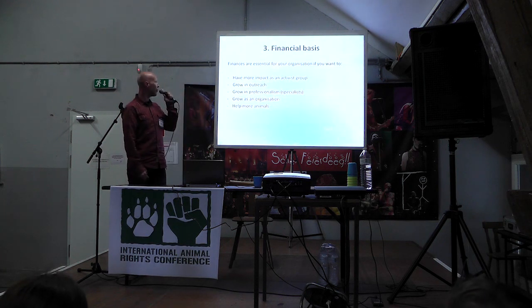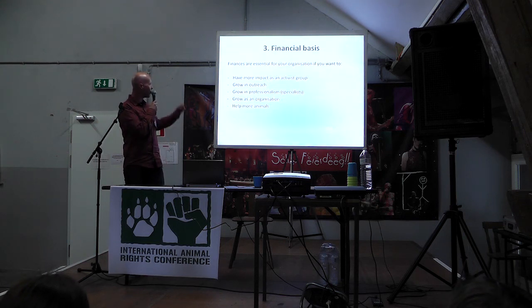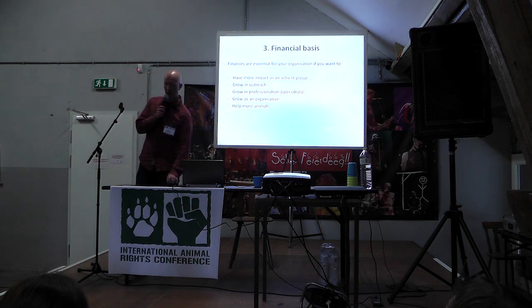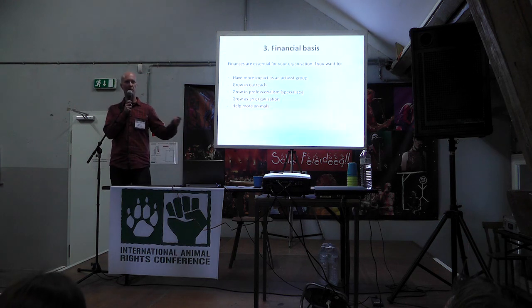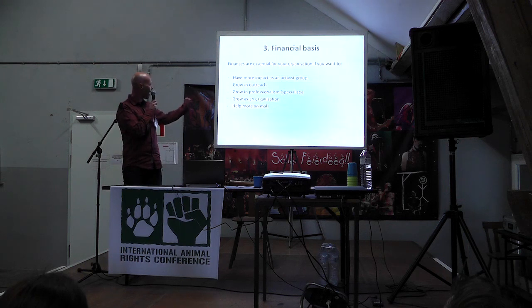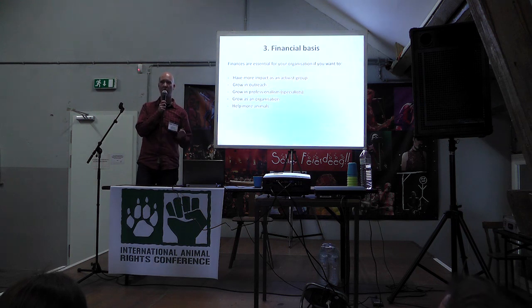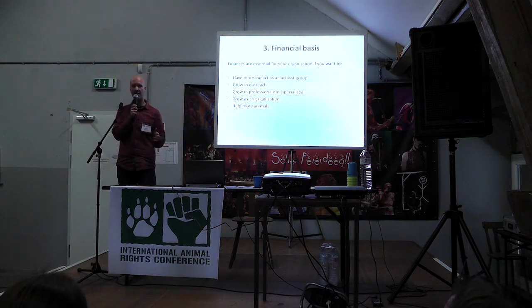What is really important is the financial basis. Finances are essential for your organization if you want to have more impact as an activist group, you want to grow in outreach. If you do vegan outreach, you cannot have leaflets that you just print out. It has to look nice. There are cheap internet printers nowadays, but you have to get a bit of income. If you want to have more professionalism in your organization, sometimes it costs money to pay for specialists. If there are no volunteers, then sometimes you have to pay for it.